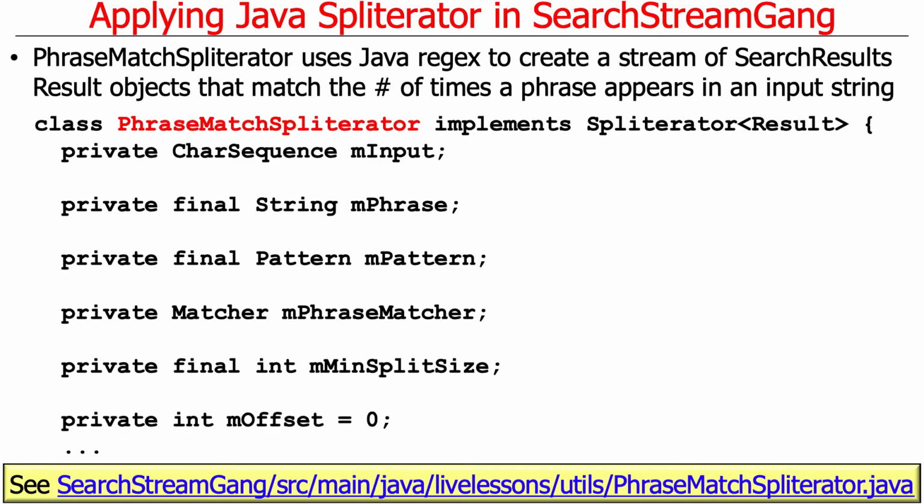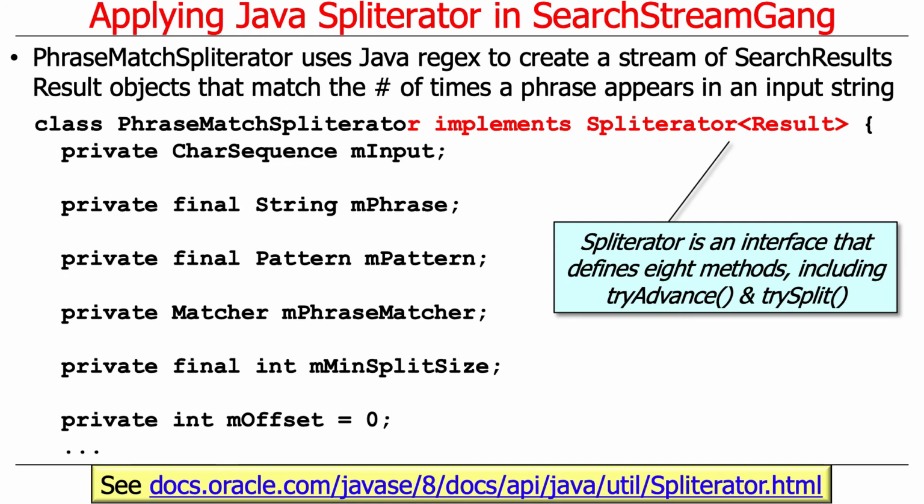So here's what the splitterator looks like. We talked about splitterators before when we talked about the simple SearchGang, but this is a much more sophisticated use of splitterator. And so we have a lot more fields involved. This is going to use a regular expression to make a stream of search result objects that match the number of times a phrase appears in a given input string. Of course, PhraseMatchSpliterator implements the splitterator interface. And as we've discussed, splitterator is an interface that contains a bunch of methods like tryAdvance and trySplit. We'll talk about those in a second.